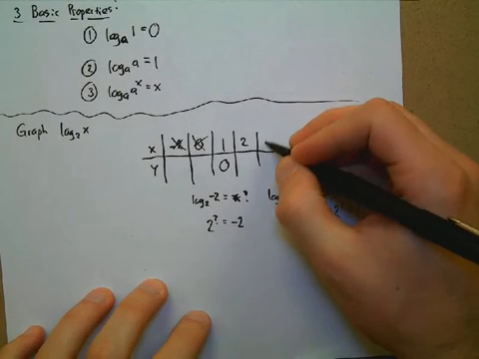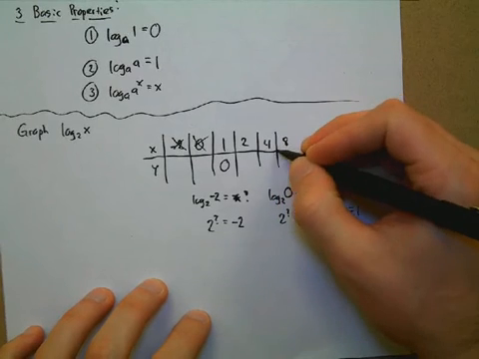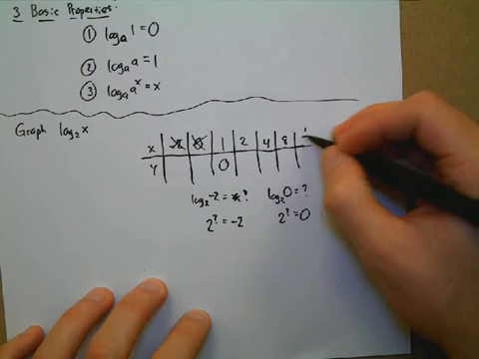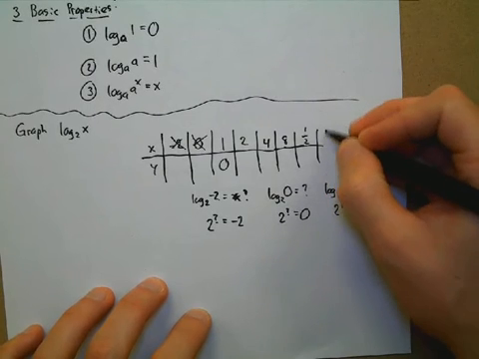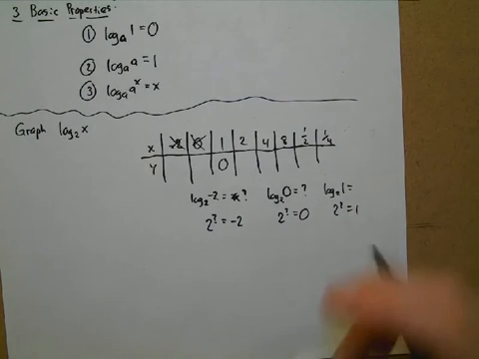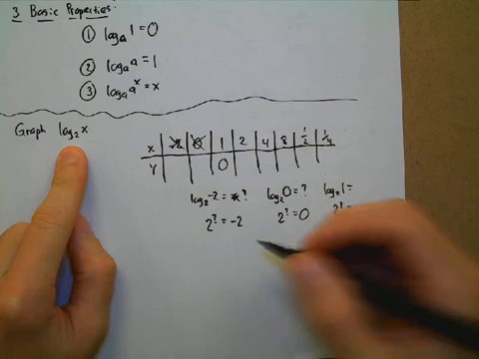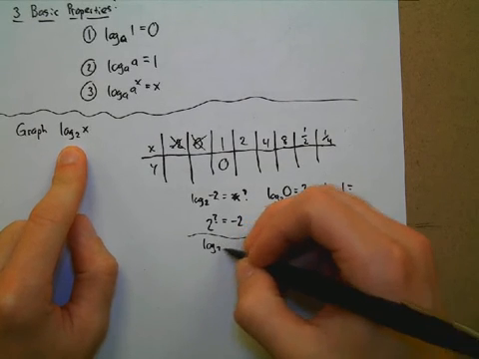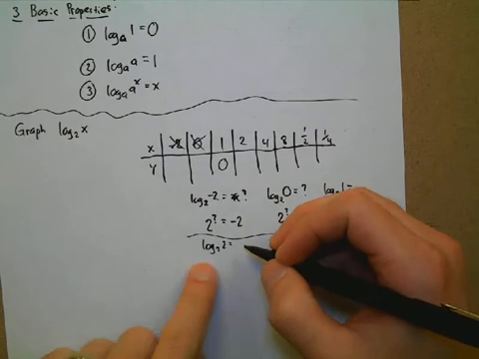Okay, powers of 2. So let's see here. Log base 2 of 2 is going to be, well, 2 to what power gives us 2? It's going to be 1. Okay? 4 will be 2, 8 will be 3, 1/2 will be the negative 1 power, 1/4 the negative 2 power. Okay?